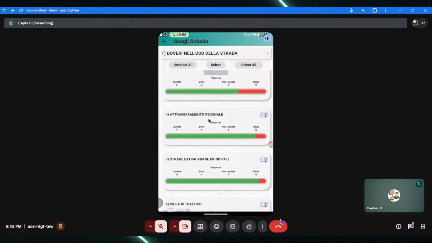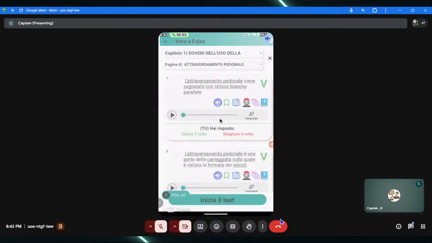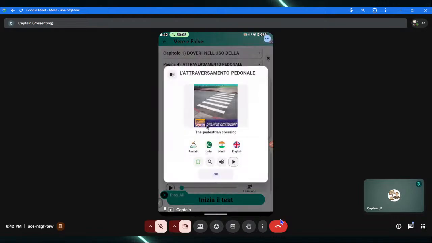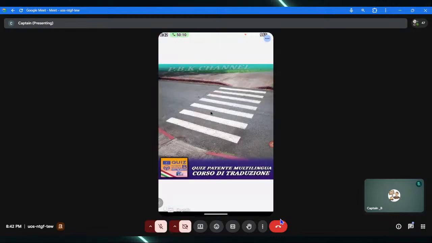Now, attraversamento pedonale. Attraversamento pedonale is the pedestrian crossing. This is it here. This is the pedestrian crossing. Okay? Now, in this place pedestrians cross the road. All right? So, if you are a driver getting close to this place, you need to slow down. If there is someone crossing here, you have to wait.